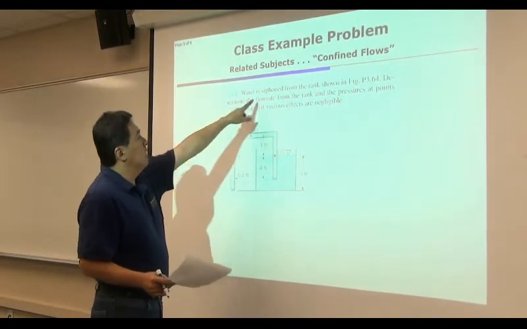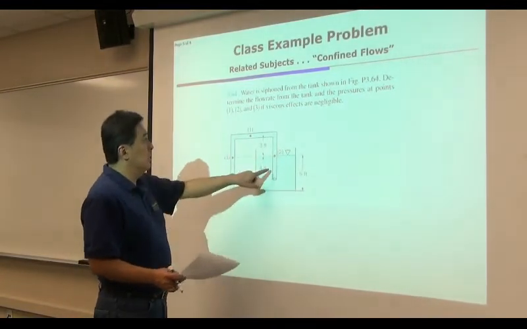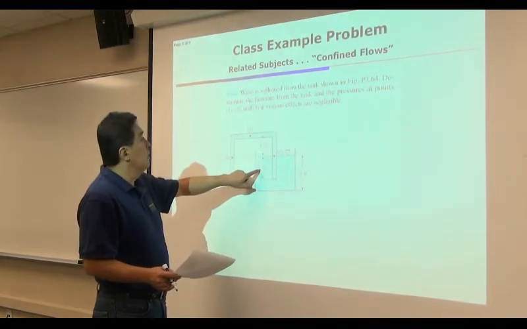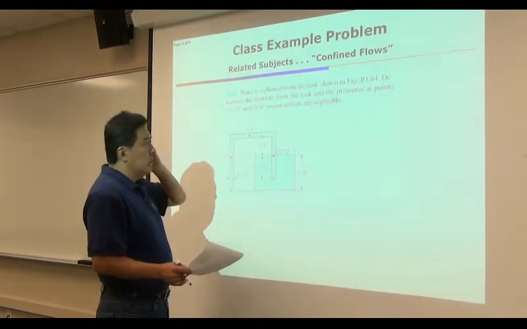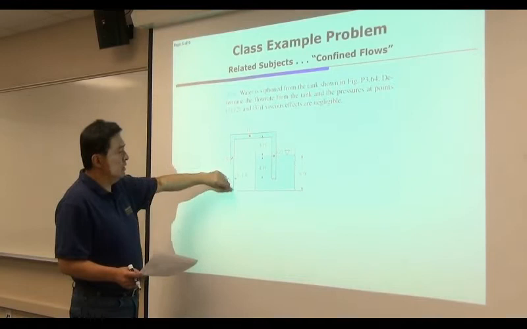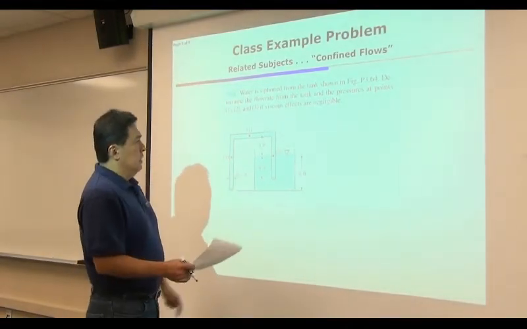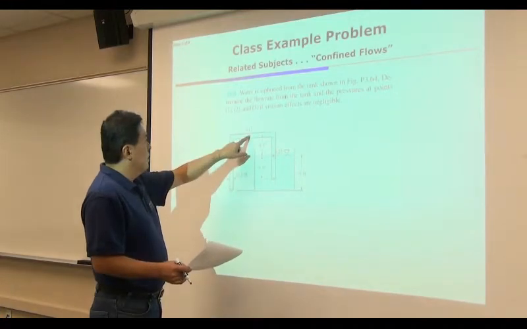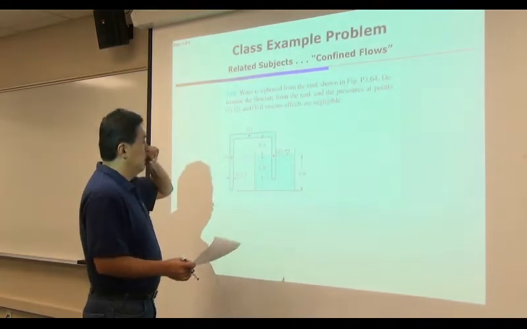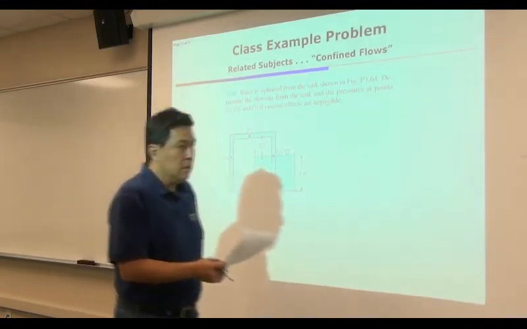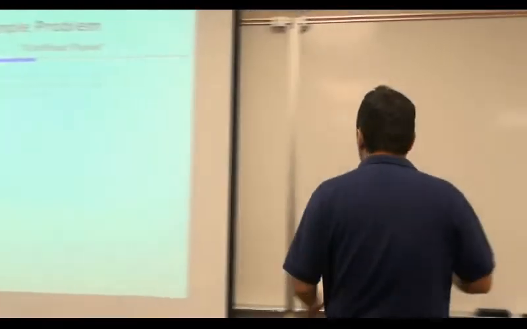So water is siphoned from the tank here. Let's assume this is a large tank. Let's determine the flow rate from the tank. Flow rate is how much volume of water is flowing. And the pressures at points 1, 2, and 3, if viscous effects are ignored. Okay. So this is a siphon problem.